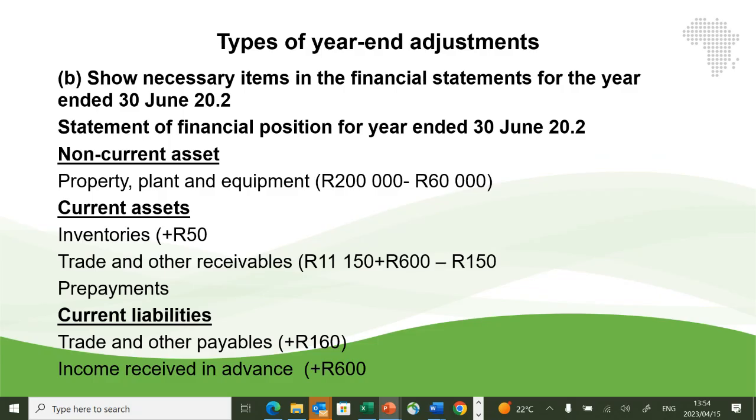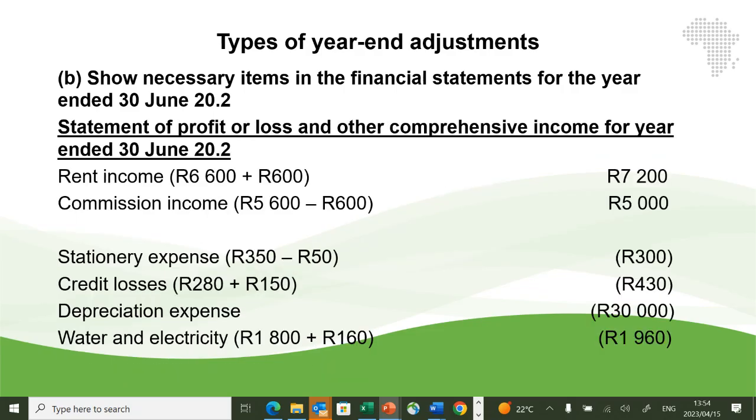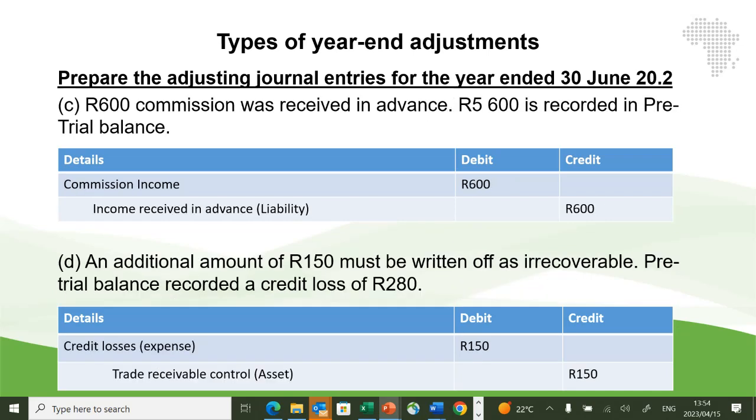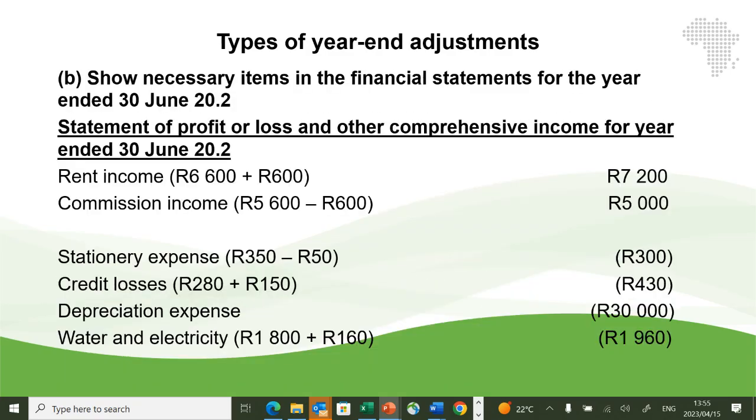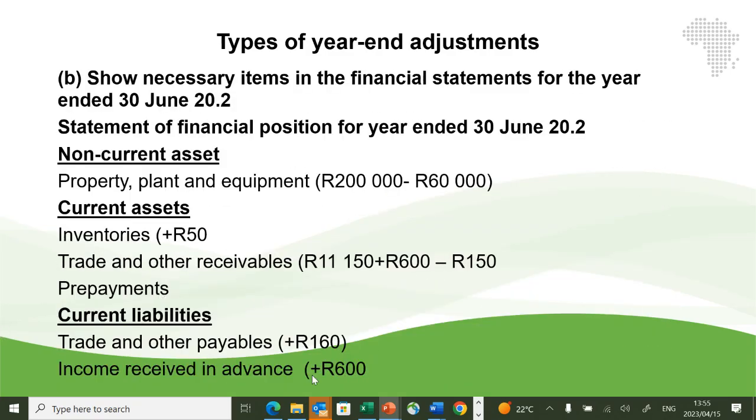The last one we have what? Income received in advance. Income received in advance, which we said earlier, it is a liability. If you check under C here, we said debit commission income of 600. We credited what? Income received in advance of how much? Of 600. So we go there and include income received in advance. Here we add that 600. Remember that income received in advance will be shown separately.